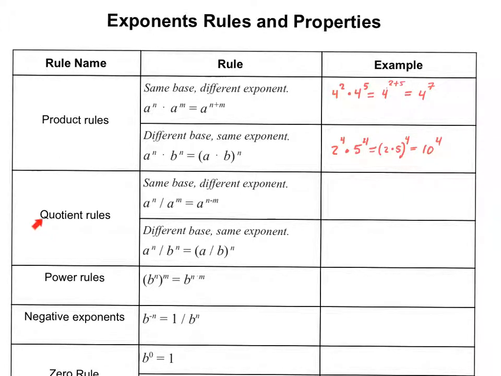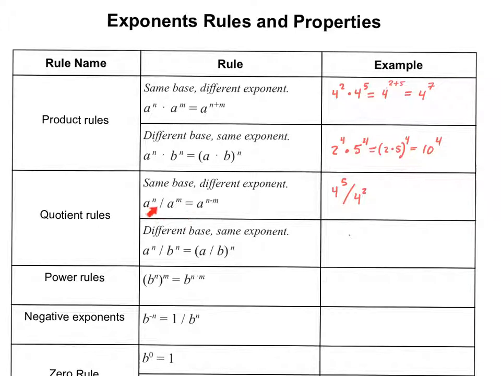Now, we are going to be doing quotient rule. Remember, quotient is the answer to a division problem. So you're going to see the division sign. So in this case, we have the same base, different exponents. So again, we're dealing with the same base and different exponents. And we are going to be doing base 4. So we have 4 to the fifth power divided by 4 to the second power.